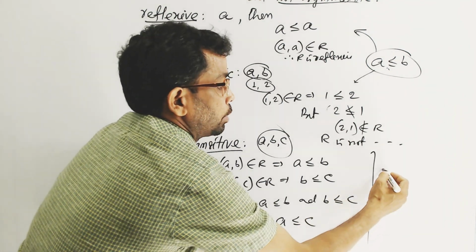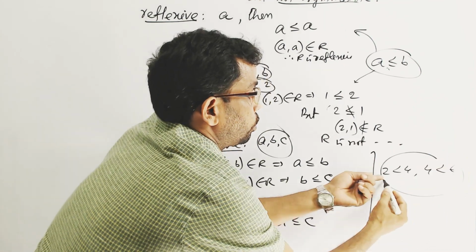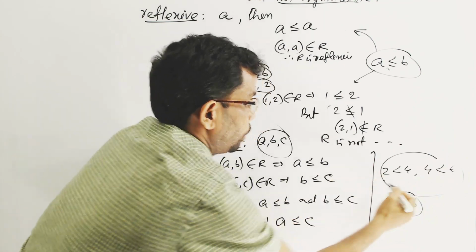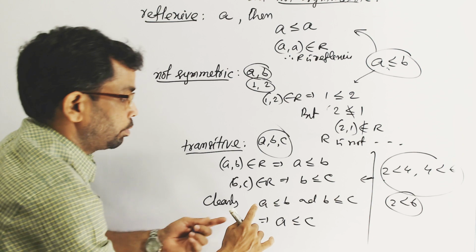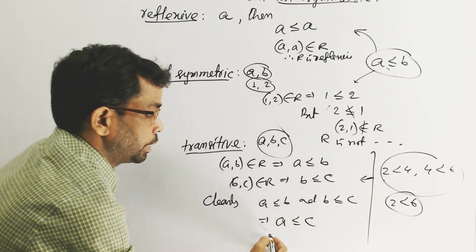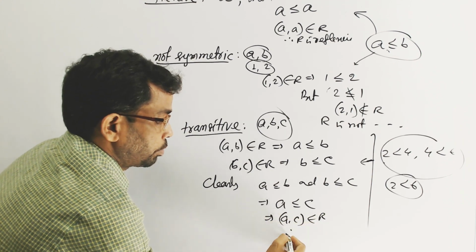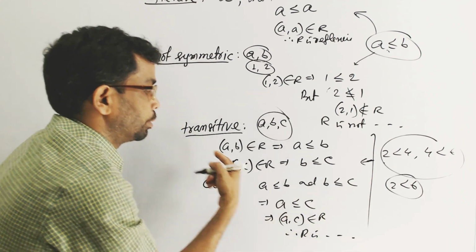We can understand with an example: 2 is less than 4, 4 is less than 6, then obviously 2 is less than 6. It is true. Similarly here, if a is less than or equal to b and b is less than or equal to c, obviously a is less than or equal to c, and hence the pair (a, c) belongs to the relation. Therefore the relation R is transitive.